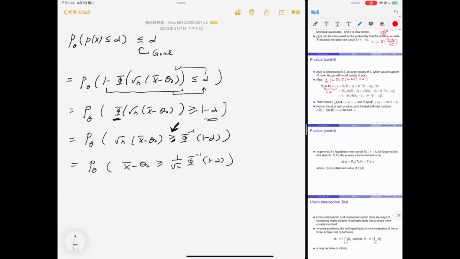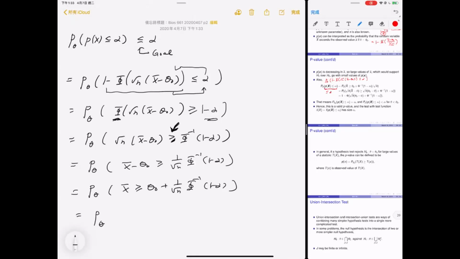Okay, and then let me see what else I need to find. Did I miss anything? Let me double check on that. Oh, yeah. No. X bar bigger than theta plus 1 over n. Yes, okay. Yeah, I think I'm good. So I just want to make sure that right here.